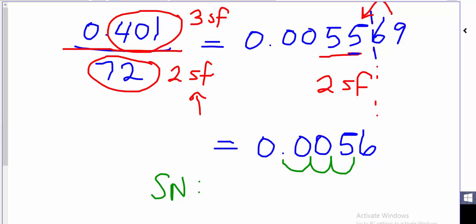And so I would report this number as 5.6 times 10 to the negative 3, because I've moved my decimal place over to the right. And in fact, this number is less than 1, and so I need to have a negative exponent. 5.6 times 10 to the negative 3. Both of those are acceptable, and they both contain 2 sig figs. Let's do another example.